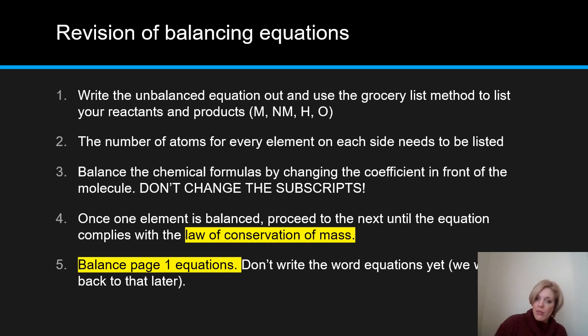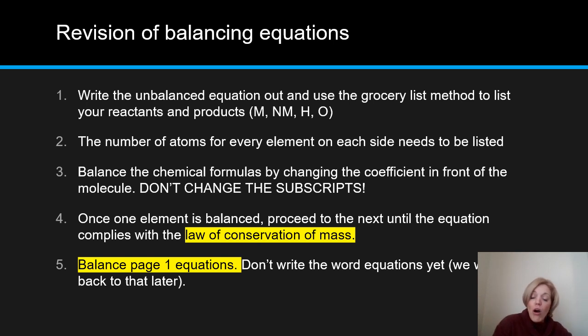You balance the chemical formulas by changing the coefficients and not the subscript. I don't want to see that ever. If I ever see that, there's a line through your entire chemical equation. Once one element is balanced, proceed to the next until the equation complies with the law of conservation of mass. Remember, equal mass and atoms on either side, reactant and product.